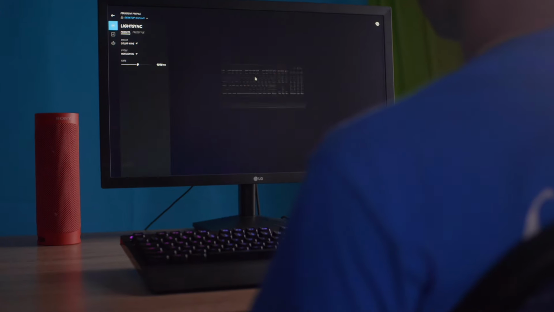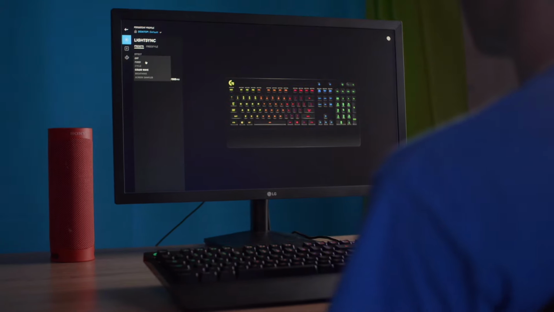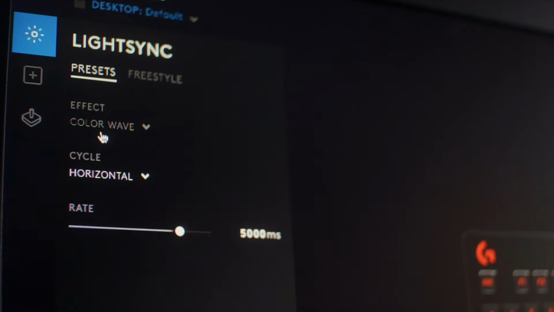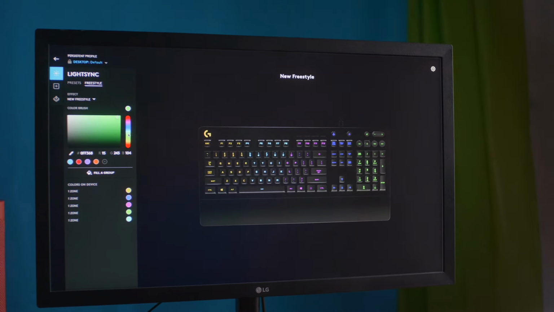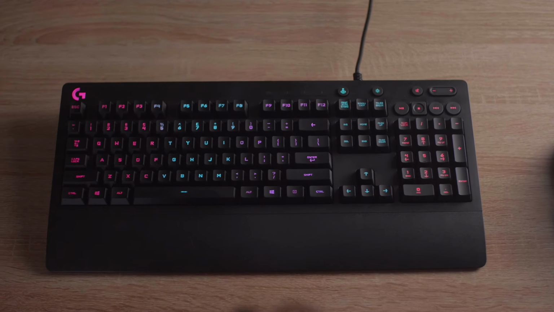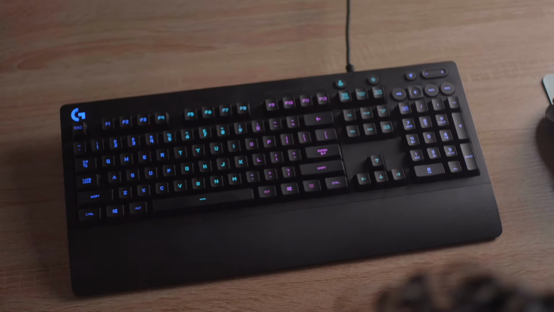Now, these membrane switches have a 4mm travel distance and a 50g actuation force. When it comes to customizing your RGB backlight, you can do so using the Logitech G Hub software. You have your usual presets like cycle, fixed, and others. Unfortunately though, this keyboard only has 5 zones, so you can't customize each key individually. They are divided in sections, which is unfortunate to see if you like fully customizing your keyboard backlighting settings.